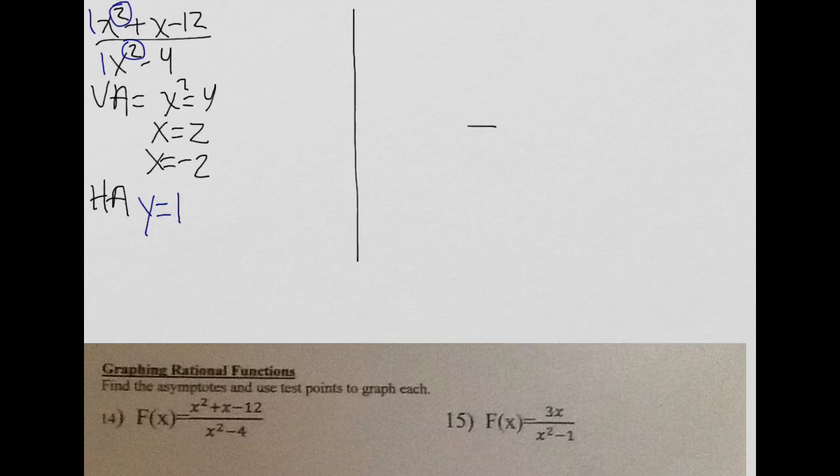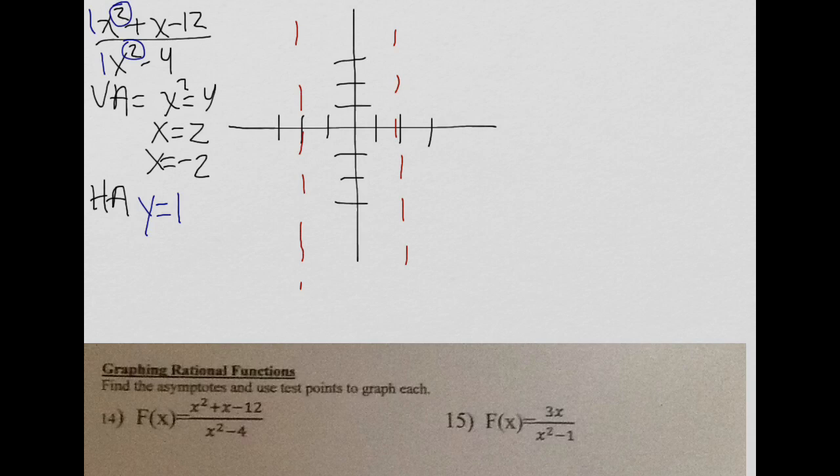Okay, now we're setting up our x and our y. I'm going to put in my asymptotes, so I have x equals 2, x equals negative 2, and y equals 1. Okay, now we're going to do some test points.